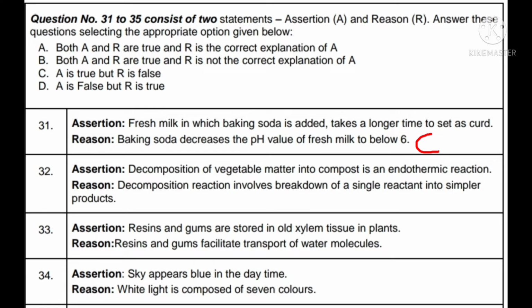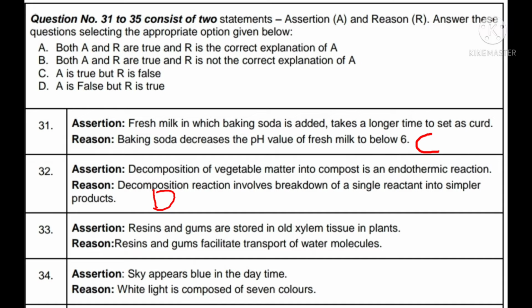Assertion: decomposition of vegetable matter into compost is an endothermic reaction. Reason: decomposition reaction involves breakdown of a single reactant into simpler products. Here the correct option is option D. A is false and R is true.